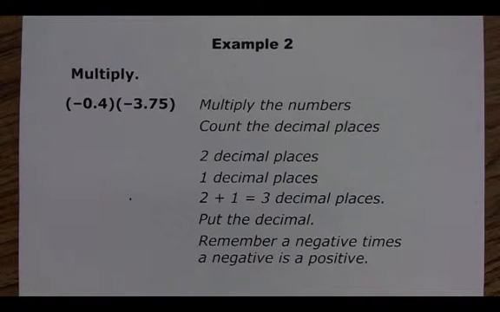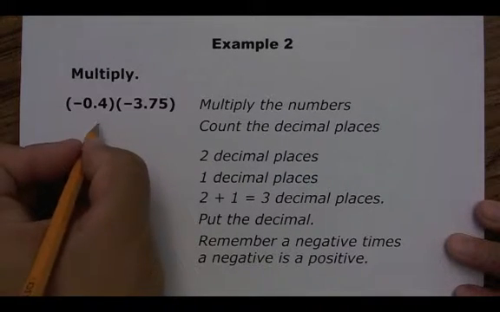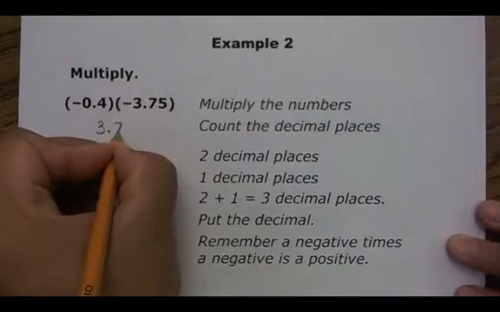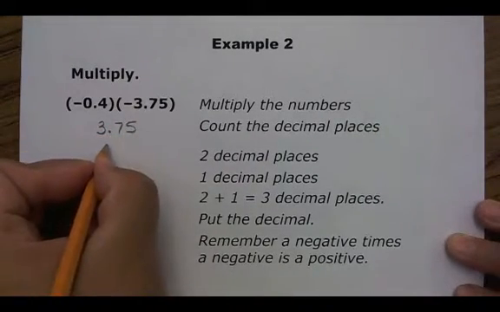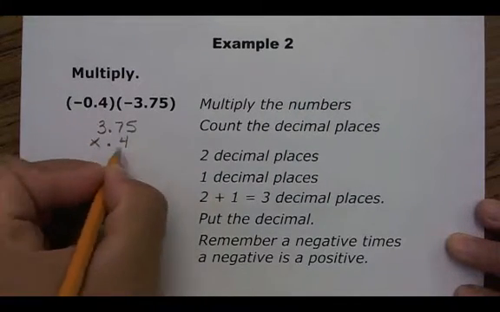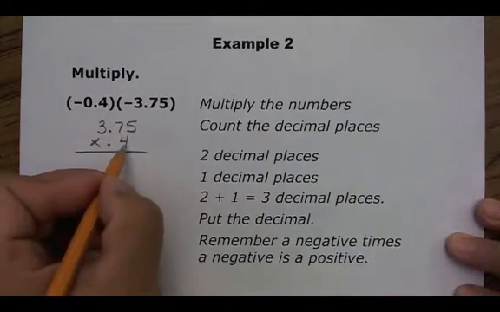Example 2 for decimals. Multiply negative 4/10 times negative 3 and 75 hundredths. So the first thing I'm going to do is stack these up so I can multiply them. I'm going to put the bigger number on top just to make it a little easier for me. And then I'm just going to multiply.